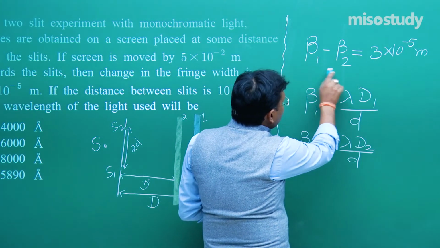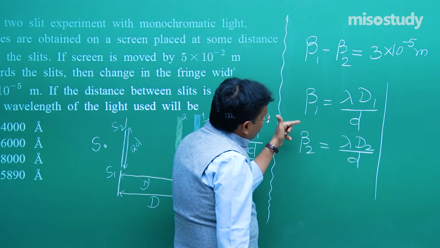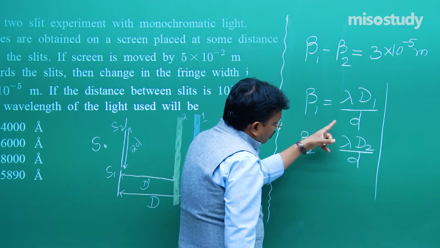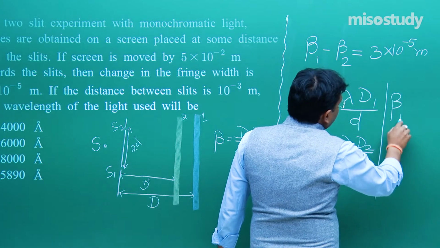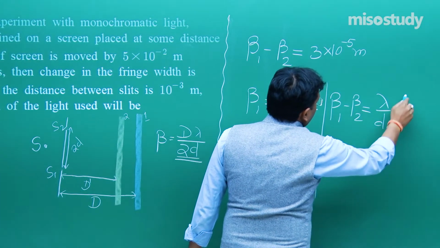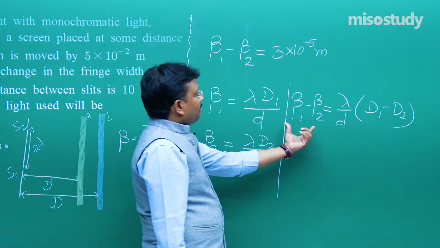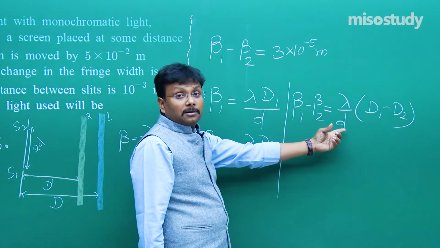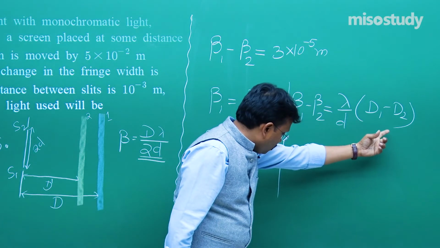But you know the difference in the values. So if we use this result, what can I write down? Beta 1 minus beta 2 is equal to, take out this lambda by d common, D1 minus D2. That is, beta 1 minus beta 2 is equal to lambda by d, D1 minus D2. This beta 1 minus beta 2 value you have, lambda you have to find out, the slit separation small d or 2d is given in the problem, D1 minus D2 is also given in the problem.